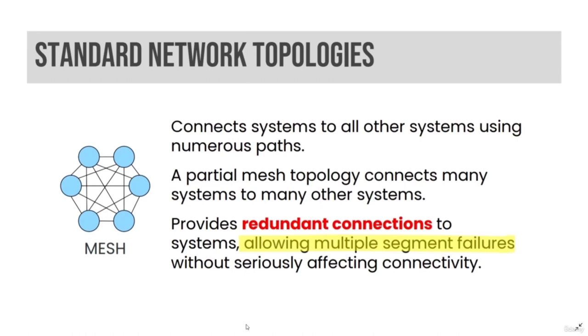A mesh network topology connects systems to all other systems using numerous paths. A partial mesh topology connects many systems to many other systems. A mesh network topology provides redundant connections to systems, allowing multiple segment failures without seriously affecting connectivity.